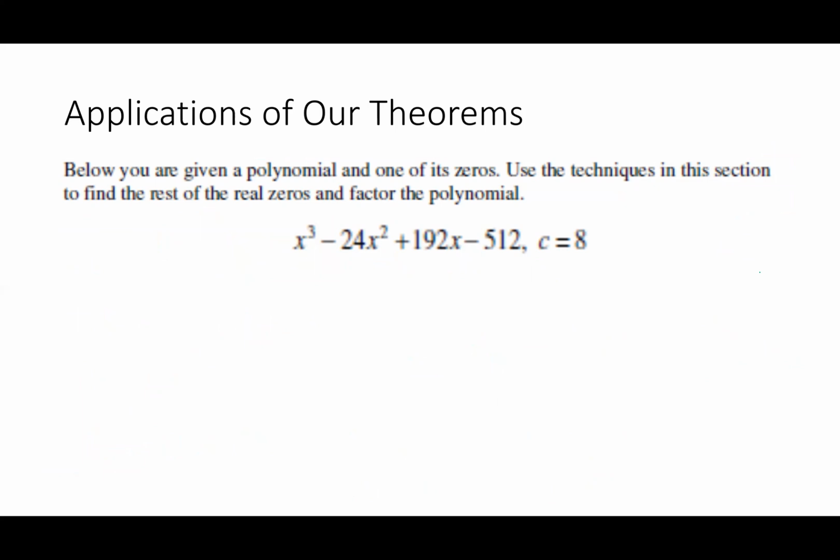For this problem here, what you're going to need to do is use techniques to find all of the rest of the zeros and factor the polynomial. I'm telling you that one of these is at x equals 8. So now what you need to do is keep breaking down this polynomial. Go ahead and pause the video and try this on your own first.